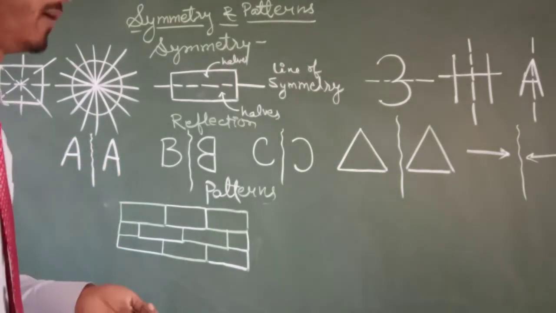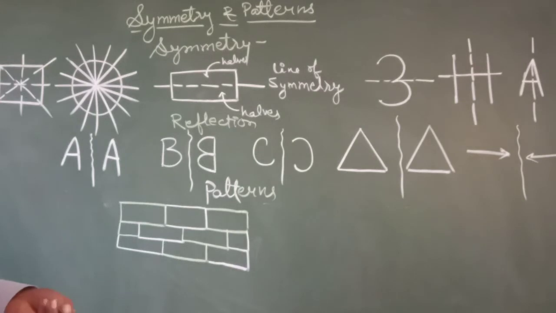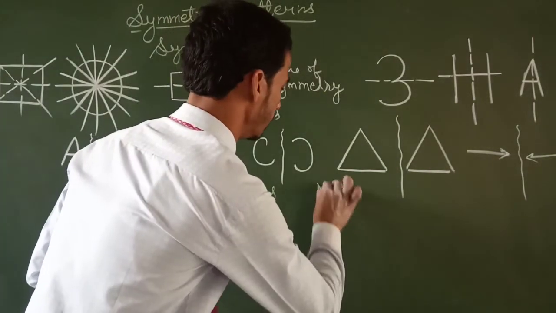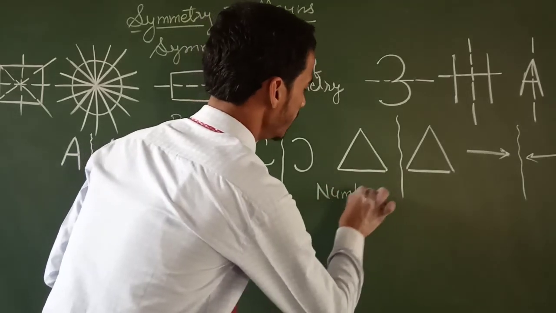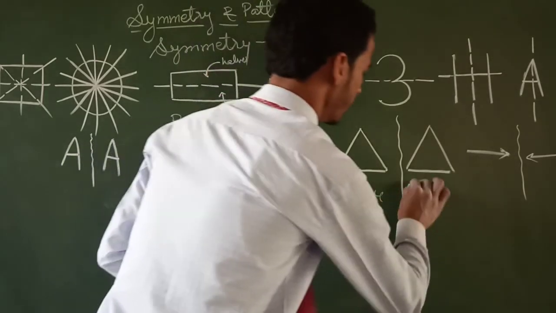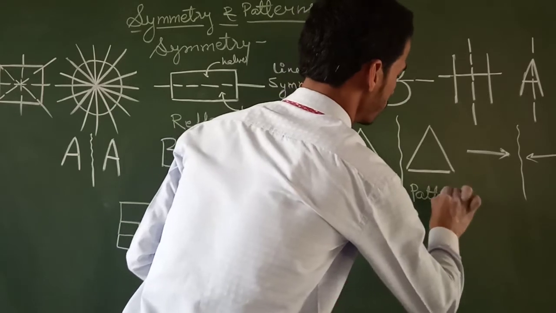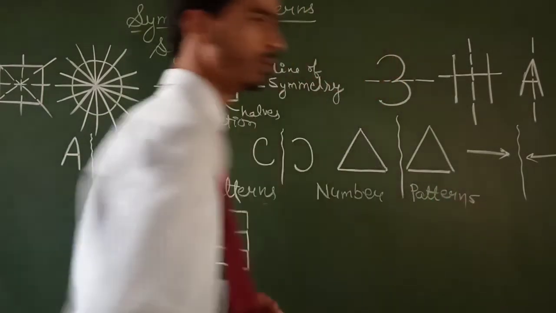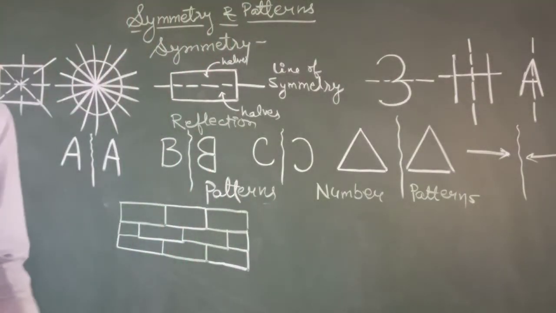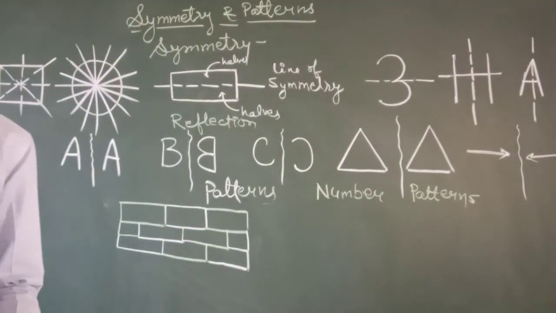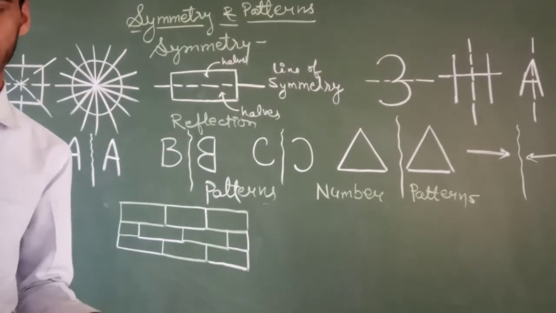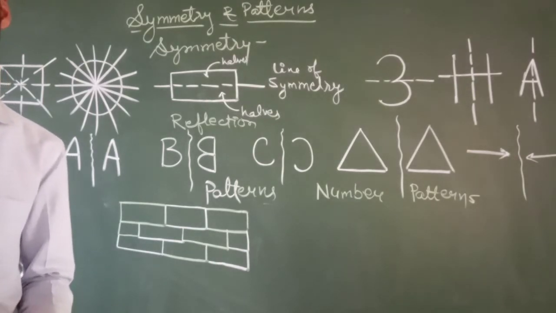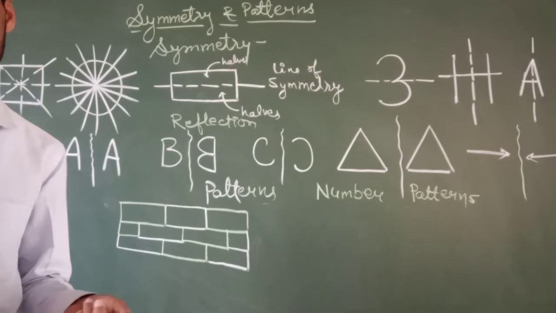Okay, and now we have to know about number patterns. We have to know what number patterns are. Listen here, what are number patterns? You know about number patterns. Numbers also form patterns when arranged in a definite order, and each number pattern follows a certain rule.